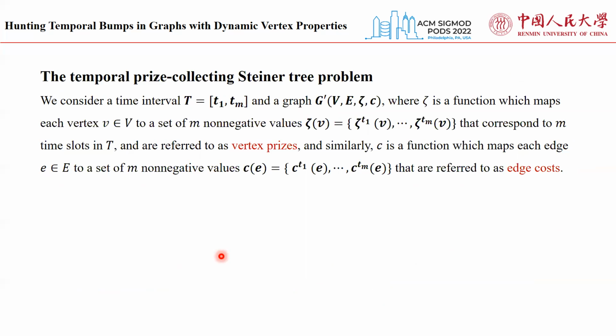After formulating the temporal bump hunting problem, we prove that this problem can be transformed to a temporal price collecting Steiner tree problem. Let us introduce the temporal price collecting Steiner tree problem as follows. We consider a time interval T and a graph G', where C is a function which maps each vertex V to a set of m non-negative values C(V) that correspond to m time slots in T and are referred to as vertex prices. And similarly, C is a function which maps each edge E to a set of m non-negative values C(E) that are referred to as edge costs.